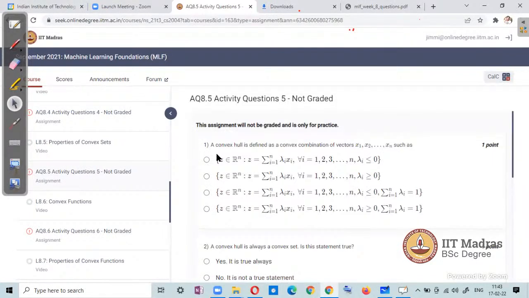A convex hull is defined as a convex combination of vectors x1, x2, up to xn. It directly comes from the definition only. So which one would be correct? Fourth one, D. Exactly. The difference between the third and fourth is that lambda i is less than or equal to 0. If all the lambdas were less than or equal to 0, it wouldn't result in the sum of lambda equal to 1. So the fourth one is the correct one.